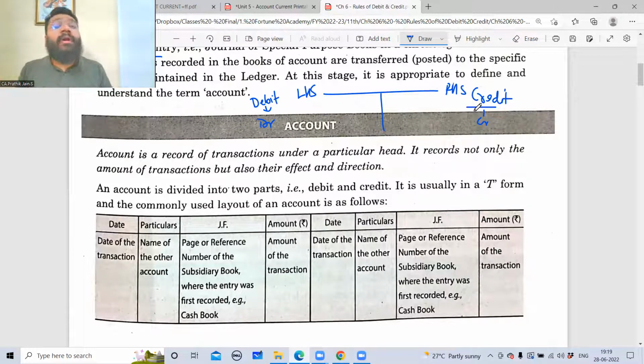Double entry system means what? Every transaction will have two-fold impact. In that, one will be debit, another will be credit. For example, if I do a cash sale, in a cash sale, this is a transaction having two accounts. One is cash account, another is sale account. See that one will always be debit, another will always be credit. So which will be debit, which will be credit? That is something you will understand when we understand the rule of debit and credit.